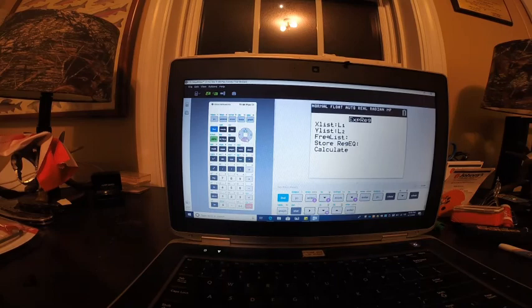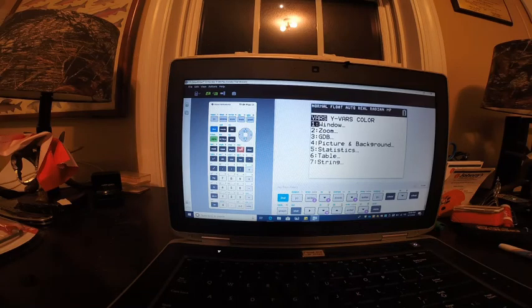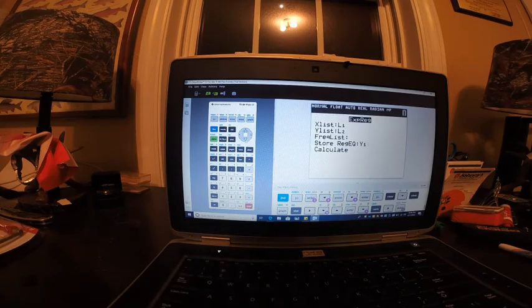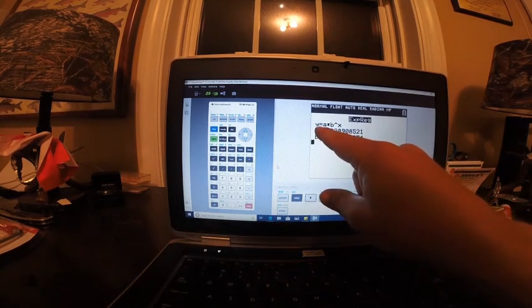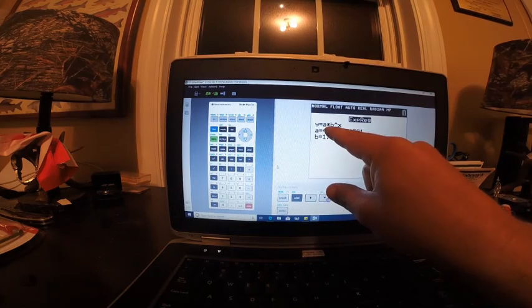Now your X list is L1, your Y list is L2. I'm going to do the additional step to store it. What it's going to do is store the equation into your Y. To do that, you hit vars, scroll over to Y vars, function number 1, hit enter, and Y1 is where I want it stored. So I'm going to store it in Y1.